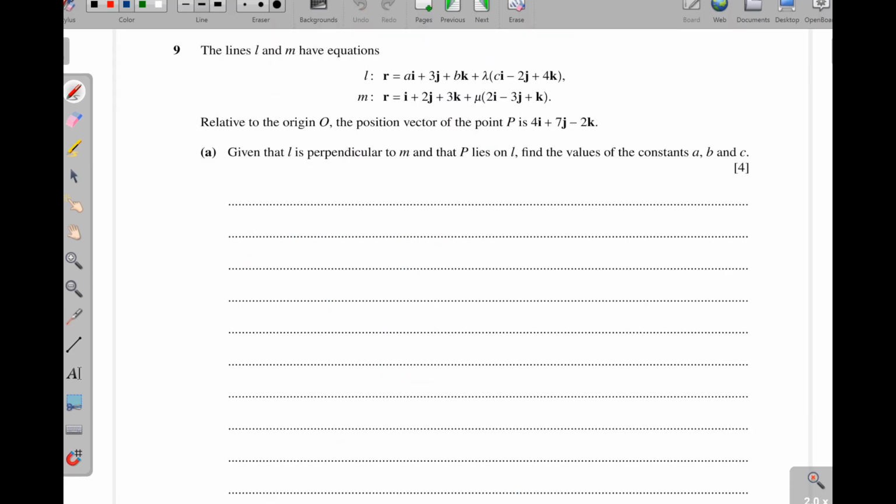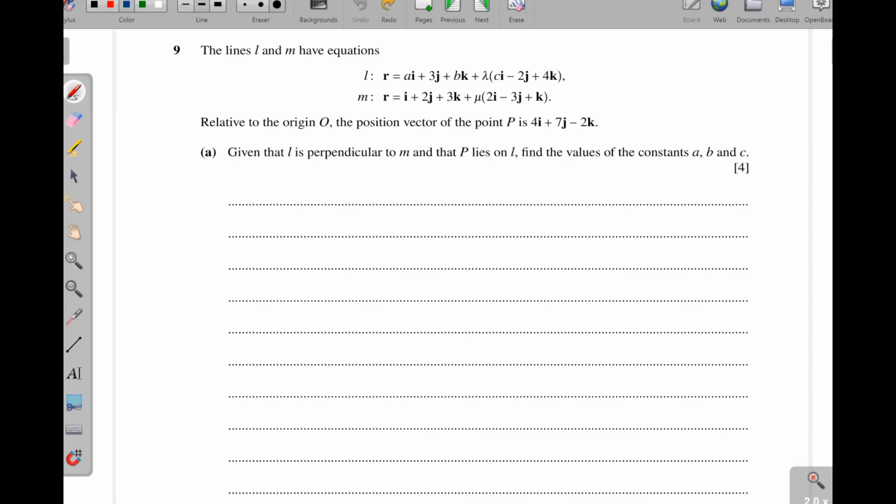Question 9 is coming from vectors. The lines L and M have these equations here. Relative to the origin O, the position vector of the point P is this one here. Given that L is perpendicular to M and that P lies on L, find the values of the constants A, B, and C.